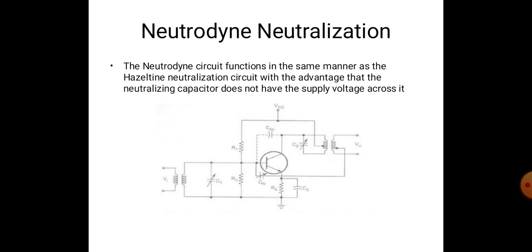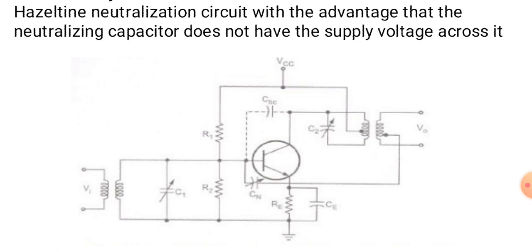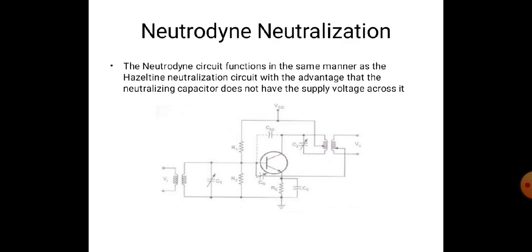The Neutrodyne circuit functions in the same manner as that of the Hazeltine neutralization technique, with only the advantage that the neutralizing capacitor does not have the supply voltage across it. Now, let us see the Neutrodyne neutralization technique. This circuit is similar to that of the Hazeltine neutralization technique. The only difference is that neutralizing capacitance Cn is connected to the secondary winding of the next stage tuned amplifier circuit instead of the power supply VCC.